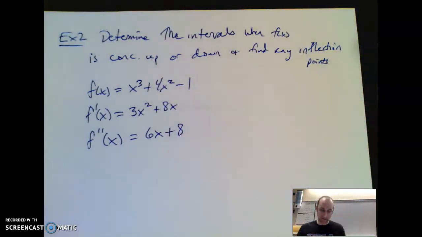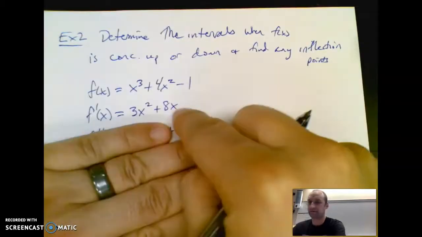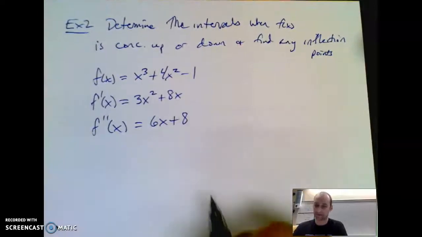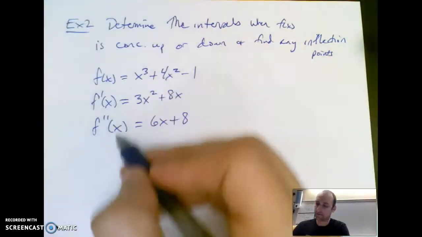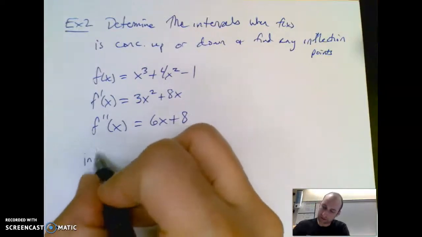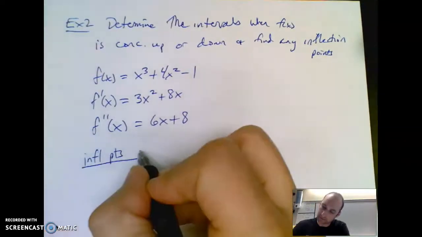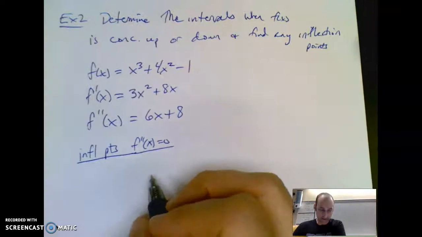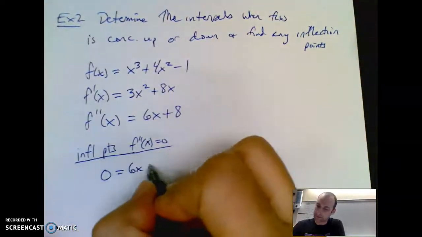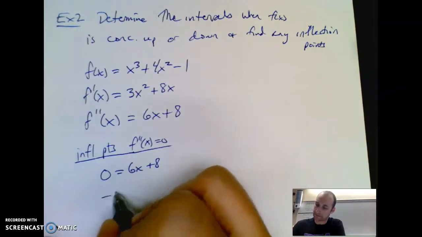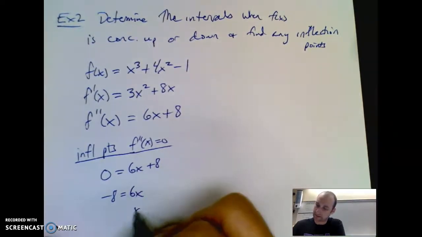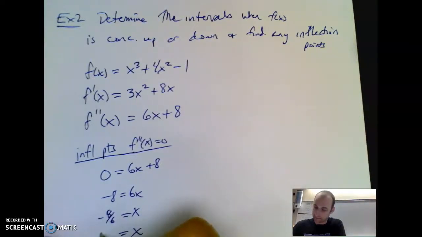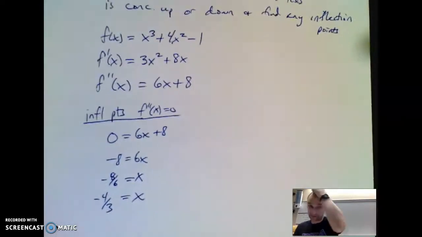So, you know how we had critical numbers when the first derivative equaled 0 or undefined. Inflection points happen when the second derivative equals 0. So kind of your steps are, you need to find the second derivative, look for inflection points, or when f double prime equals 0, and you just set it equal to 0, right? And solve it. So negative 8 equals 6x, x equals negative 8 over 6, or negative 4/3, which is negative 1.3 repeating.